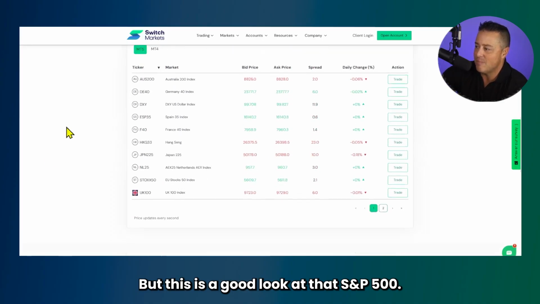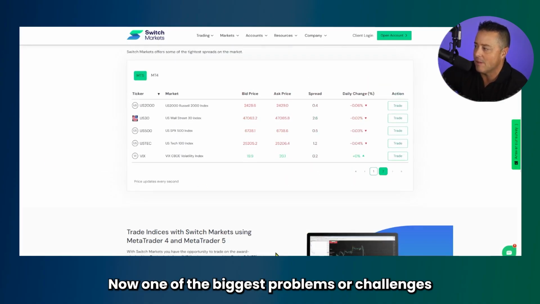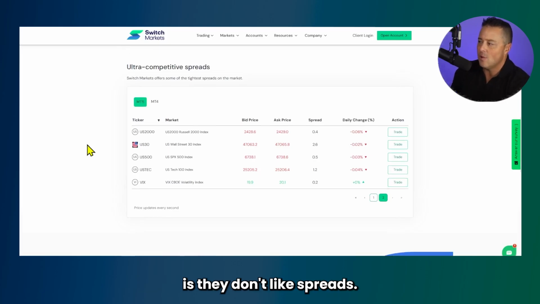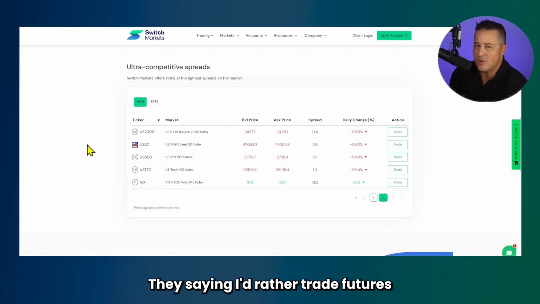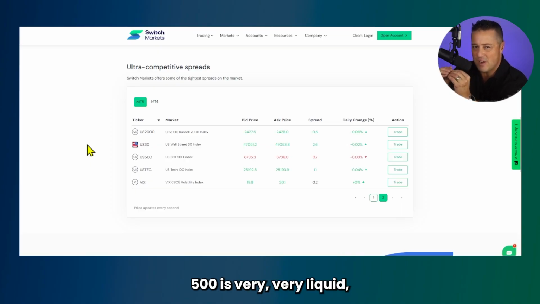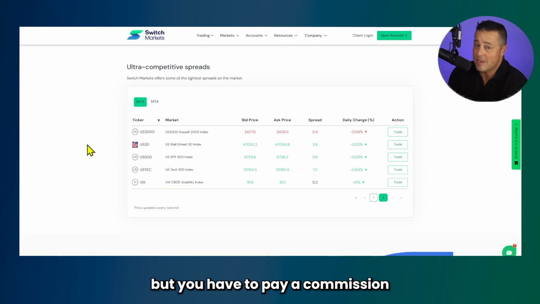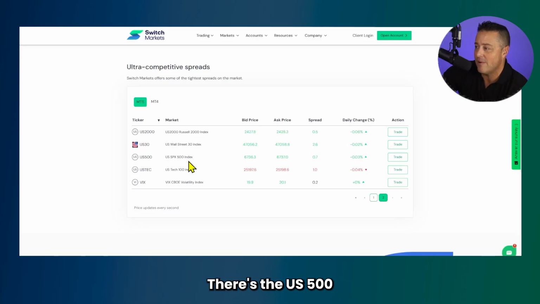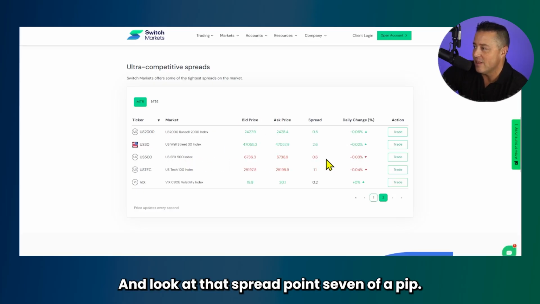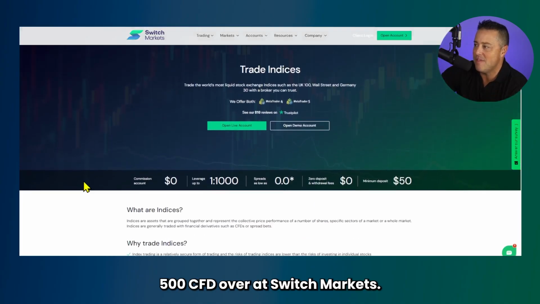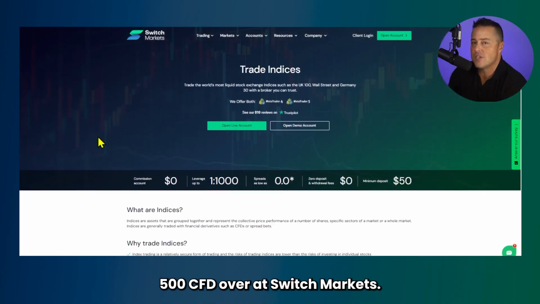But this is a good look at that S&P 500. Now, one of the biggest problems or challenges that a lot of folks have that trade CFDs is they don't like spreads. They say, I'd rather trade futures because there really isn't any spread at all. The E-mini S&P 500 is very, very liquid, but you have to pay a commission to play it. Over here, you're going to deal with a spread. There's the US 500 or S&P 500 index, and look at that spread, 0.7 of a pip. It's not even 1 pip. So that's a good look at where to find the S&P 500 CFD over at Switch Markets.